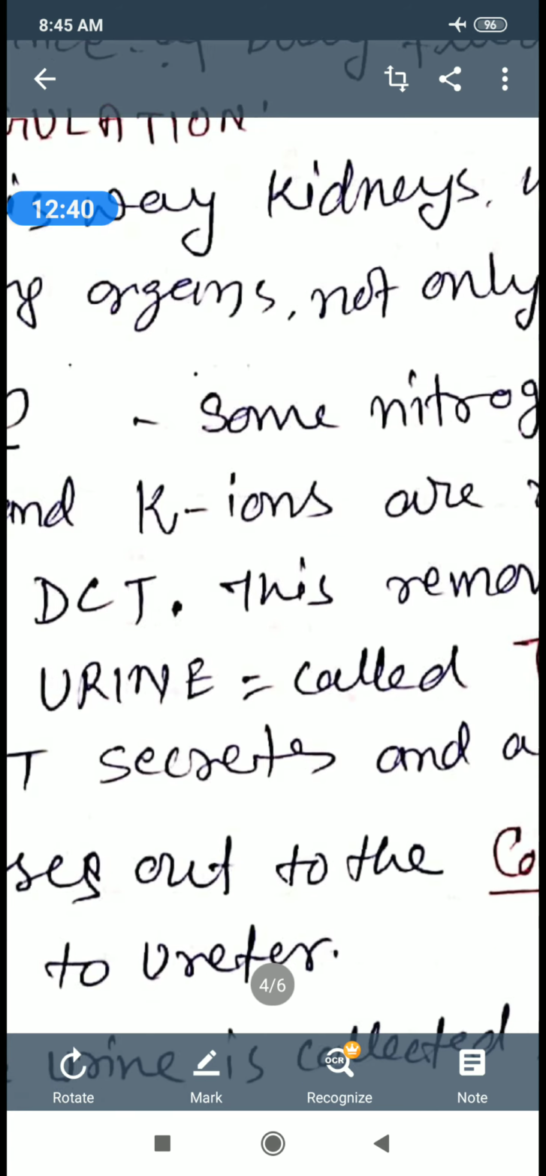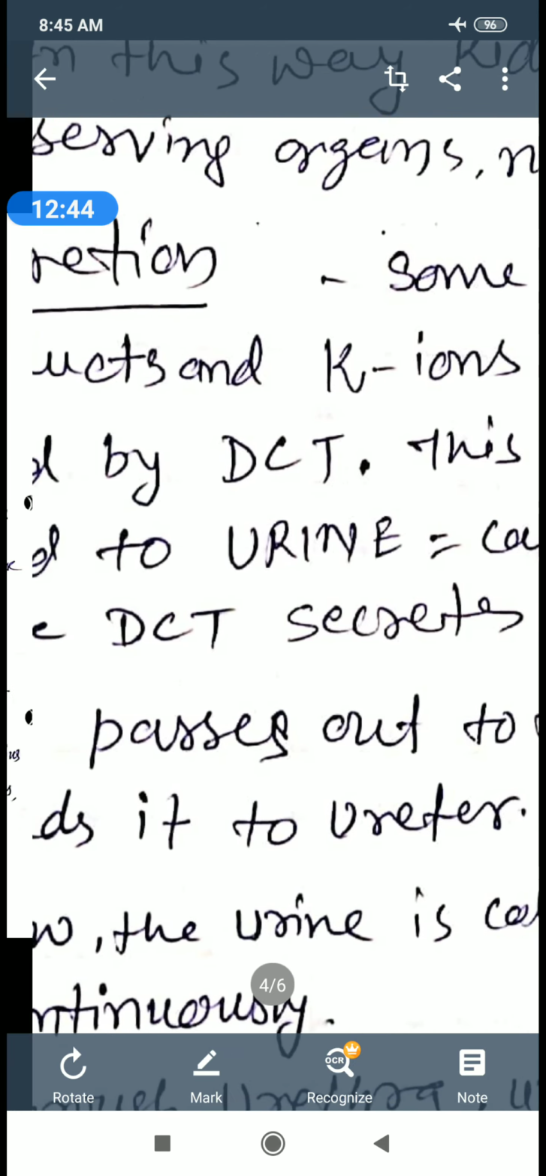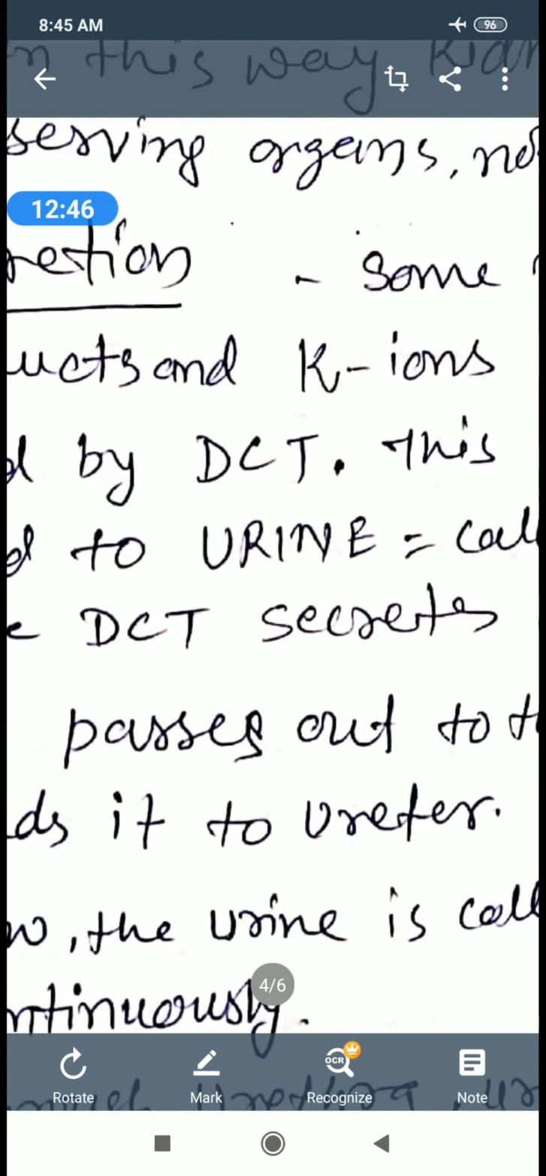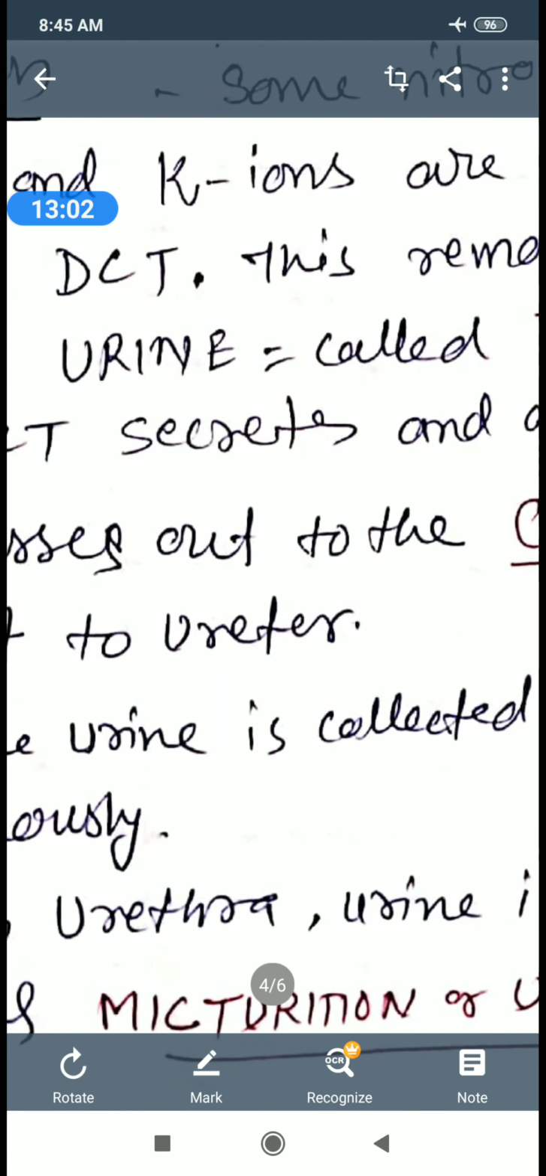Now the urine is collected in the urinary bladder continuously. We should remember the urinary bladder is a storehouse of urine. Through the urethra, urine is excreted by the process of micturition or urination.